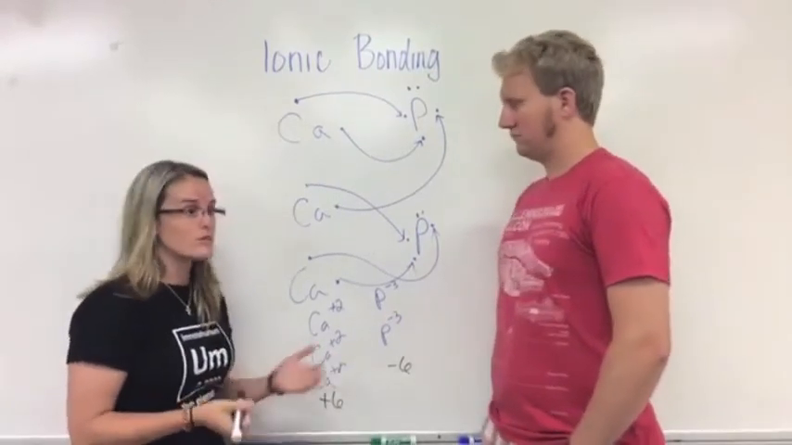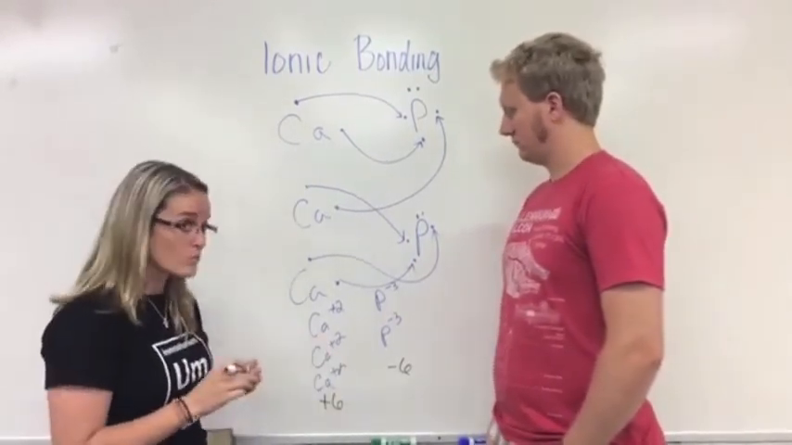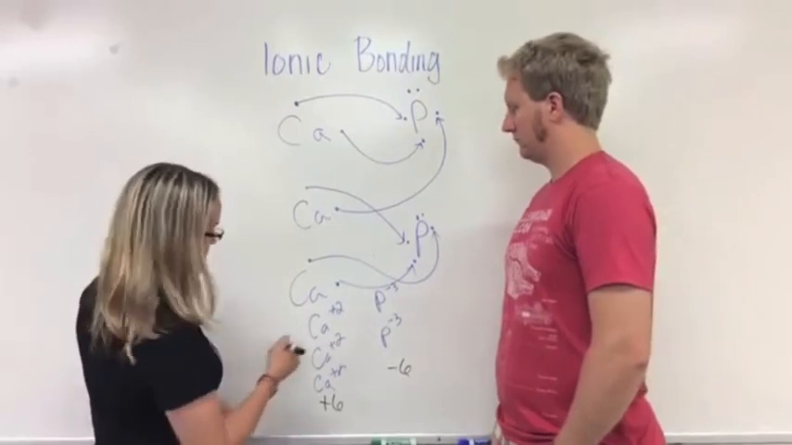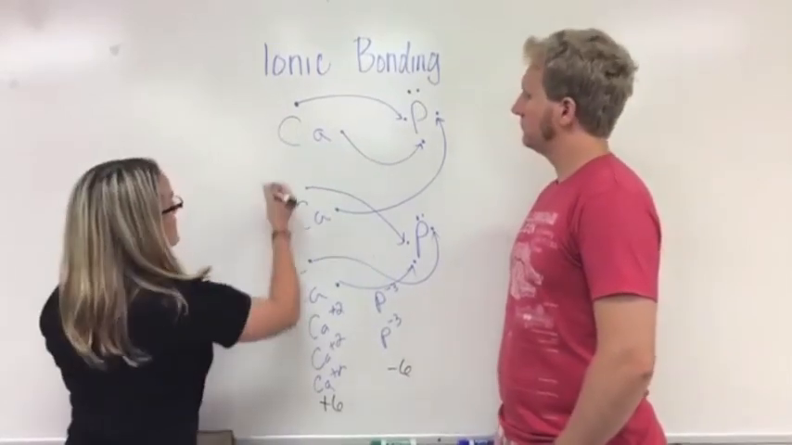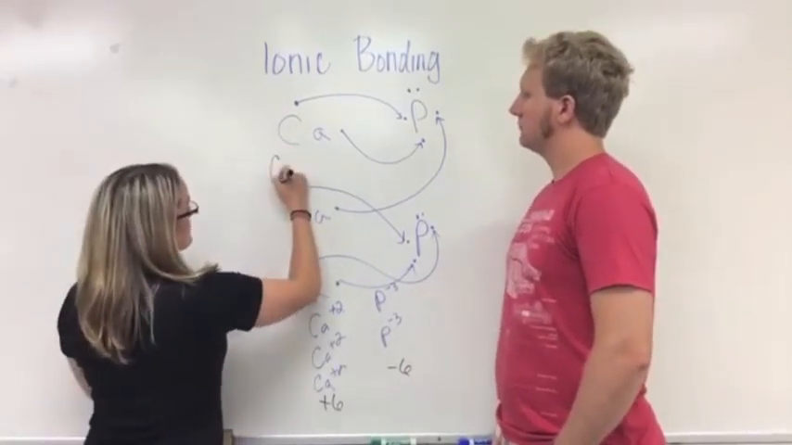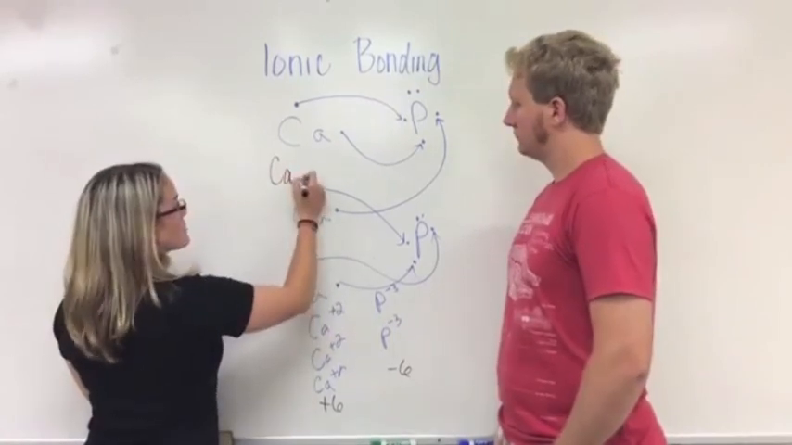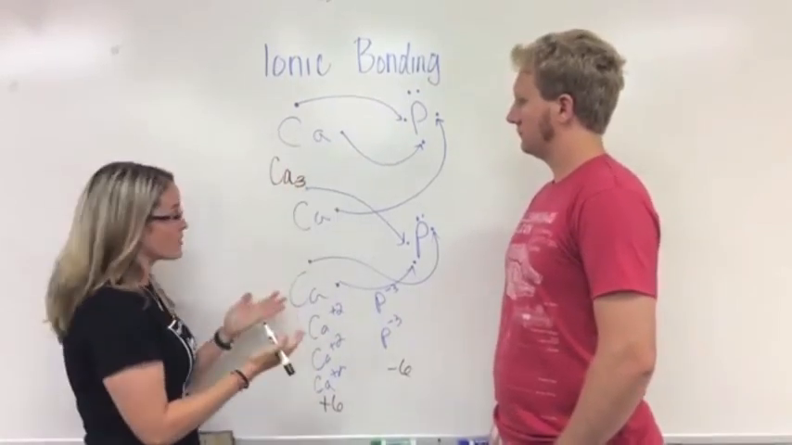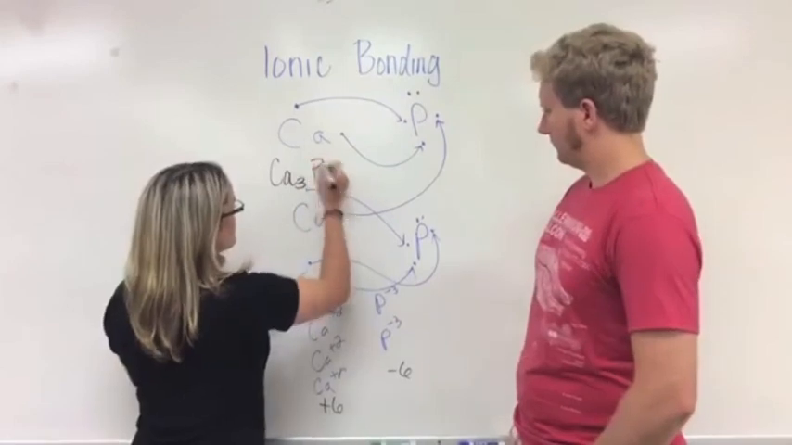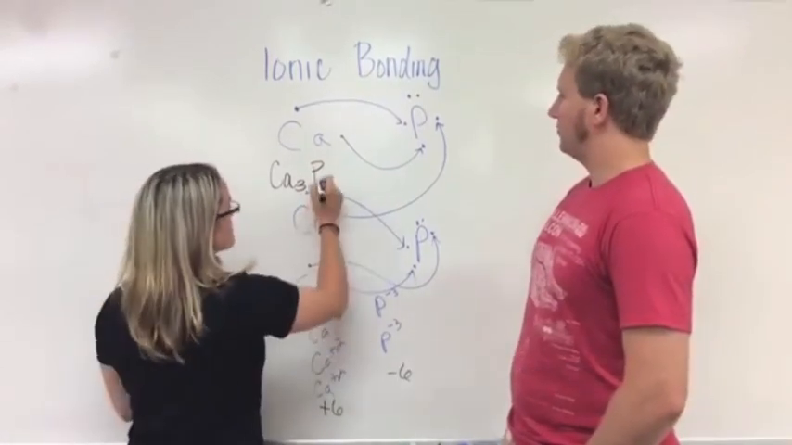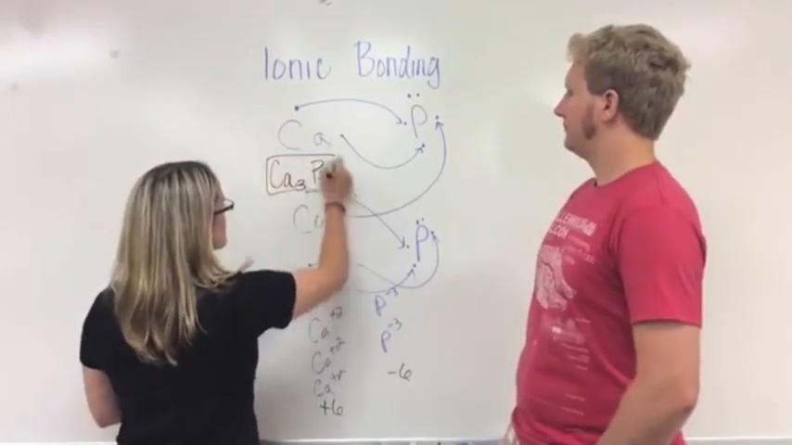Last thing that you could do if you wanted to write this in the actual formula, which we will get to in the future, is since we have 3 Ca, write it in brown. So we have Ca with the 3. That subscript tells me I've got 3 of them, and then I've got P, phosphorus, and how many did I have? 2. 2, so I write a 2, and that would be my formula. Cool.